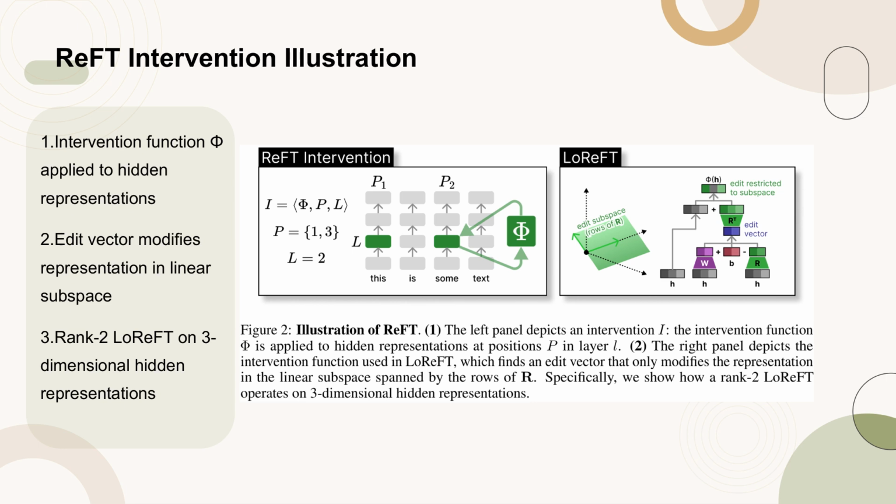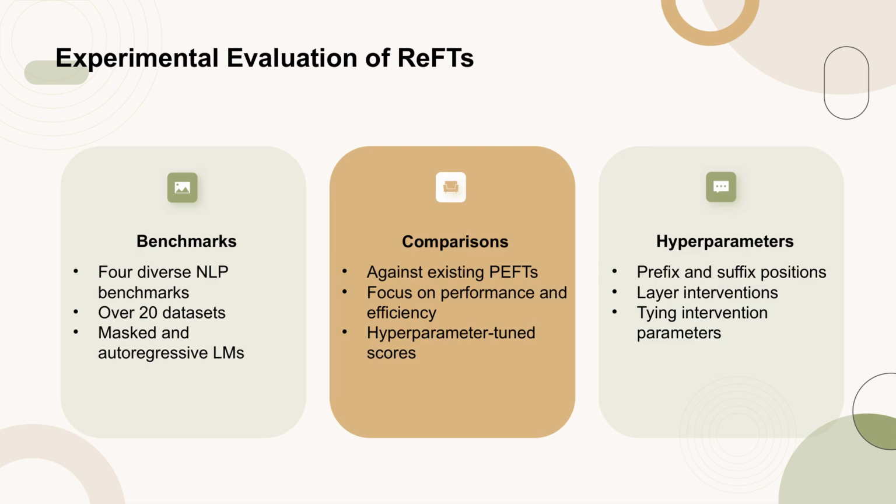The example provided demonstrates how a rank 2 LoReFT operates on three-dimensional hidden representations, highlighting the specific modifications made within this subspace. The experiments conducted by the authors evaluate their ReFTs against existing PEFTs across 4 diverse NLP benchmarks, encompassing more than 20 datasets. These benchmarks include both masked and autoregressive language models, ranging from RoBERTa-based to Llama models. The comparisons are made against several existing PEFTs, with a focus on both performance and parameter efficiency.